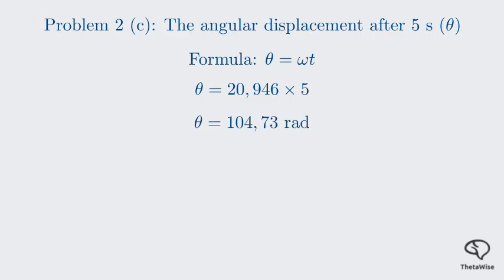Again, using the more precise value for 260 gives us 104.733 radians, which is consistent with the memo. Problem 2 is now solved.